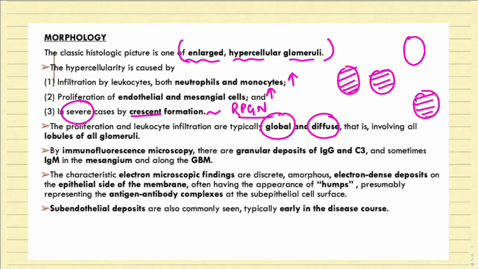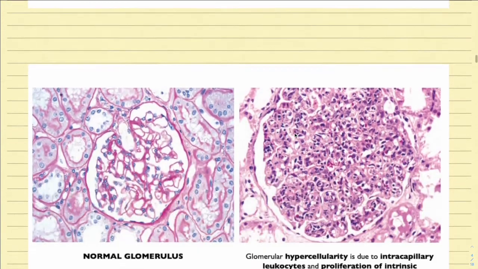Okay. By immunofluorescence, as I told you, there are granular deposits of IgG and C3, and sometimes IgM might also be seen in the mesangium. Now, the characteristic electron microscopic finding is electron dense deposits on the epithelial side. So you will see subepithelial deposits, called subepithelial humps. Subendothelial deposits, even if you see them, just indicate an early part of the disease process.